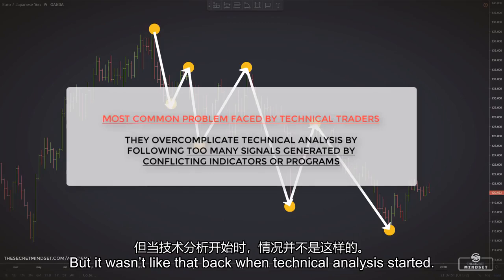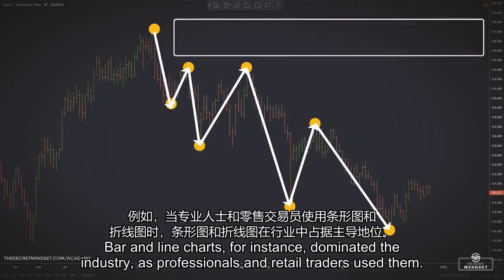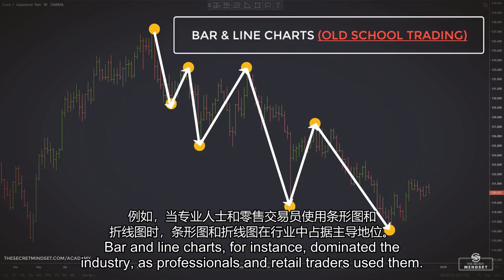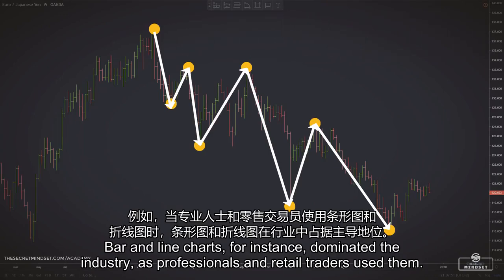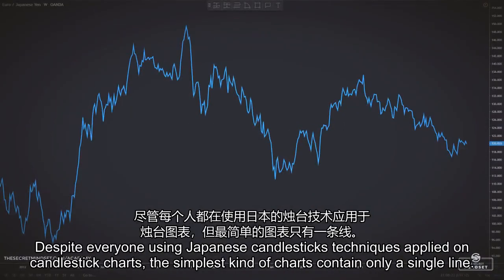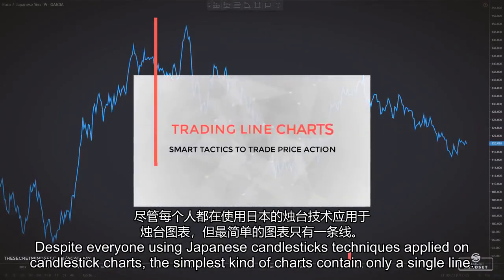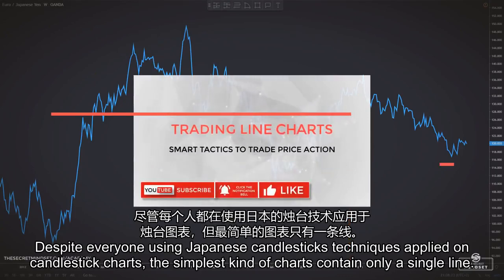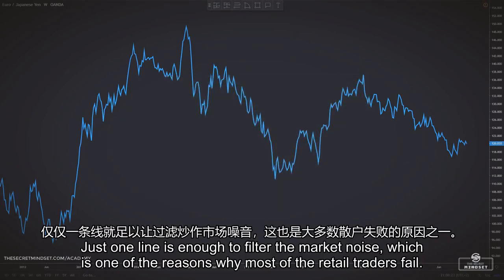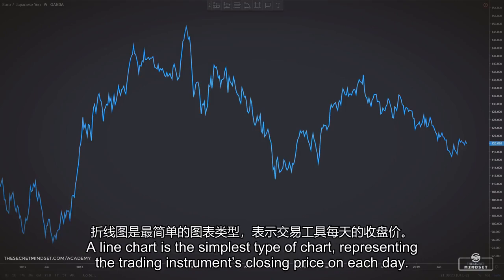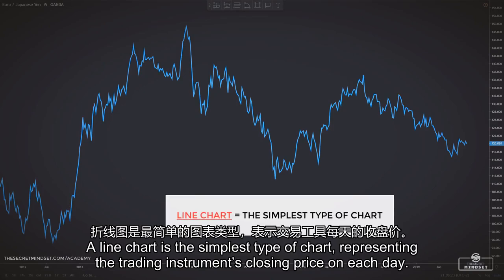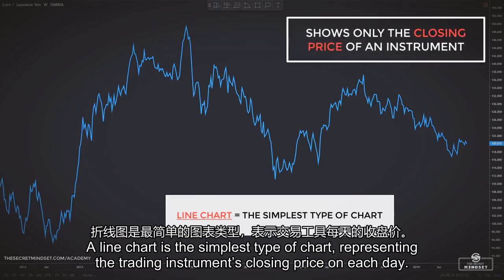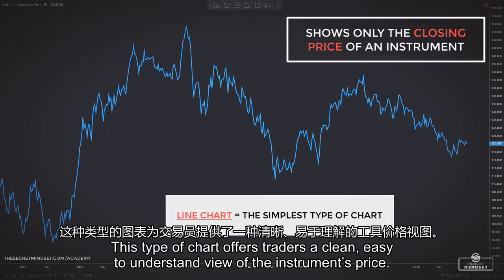But it wasn't like that back when technical analysis started. Bar and line charts, for instance, dominated the industry, as professionals and retail traders used them. Despite everyone using Japanese candlestick techniques applied on candlestick charts, the simplest kind of charts contain only a single line. Just one line is enough to filter the market noise, which is one of the reasons why most retail traders fail. A line chart is the simplest type of chart, representing the trading instrument's closing price on each day. This type of chart offers traders a clean, easy to understand view of the instrument's price.